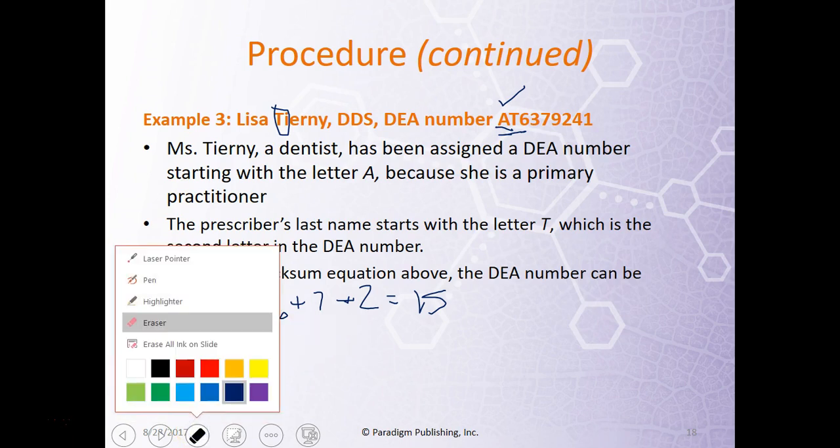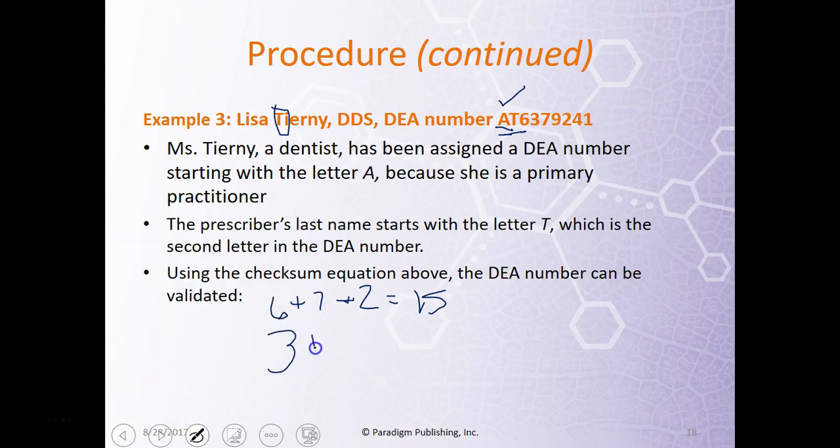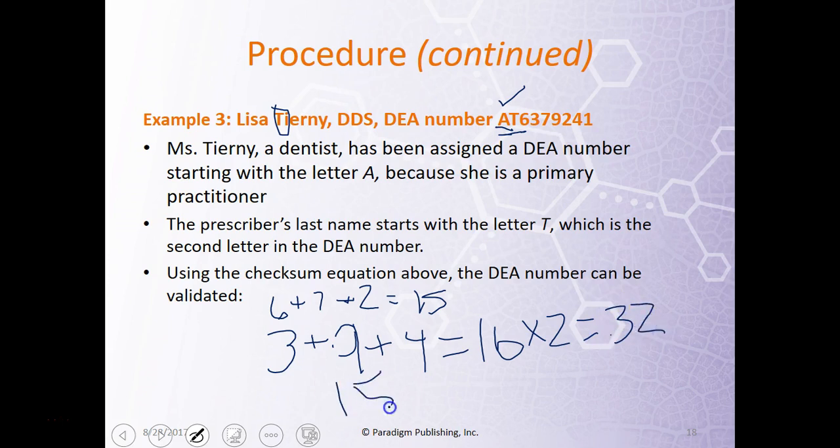Try that again. 3 plus 9. Oh, I cannot do a 9. Plus 4 is 16. Times 2 is 32. 15 plus 32 is equal to 47. All right, so I have 7 as my last number. Whoops, that's a 1. So this is invalid.